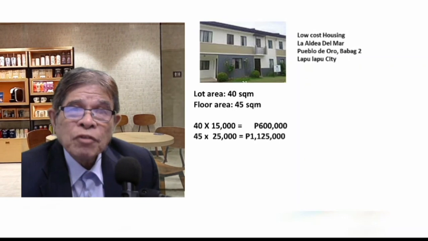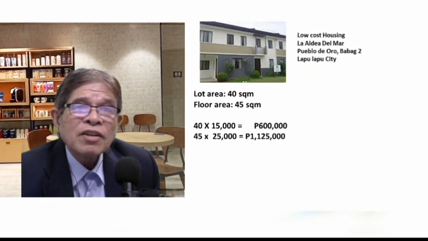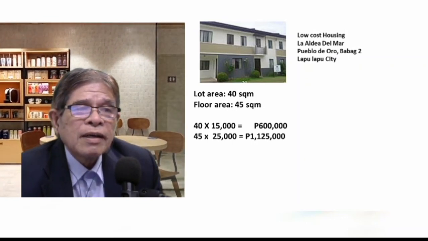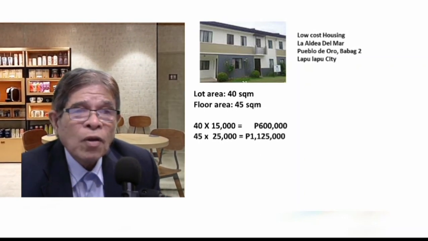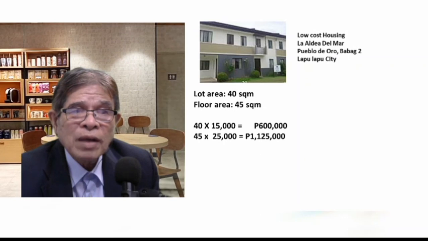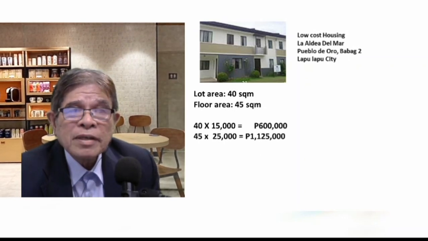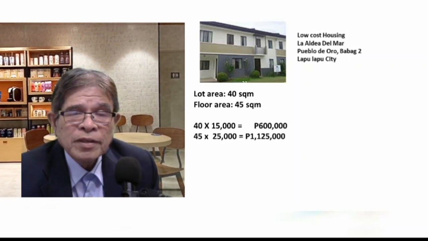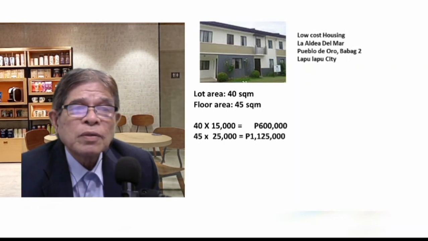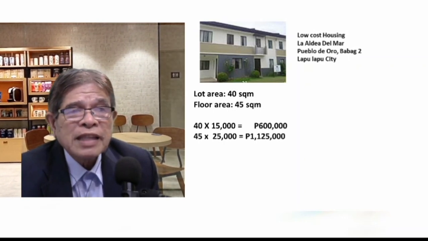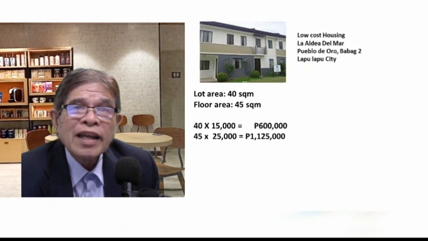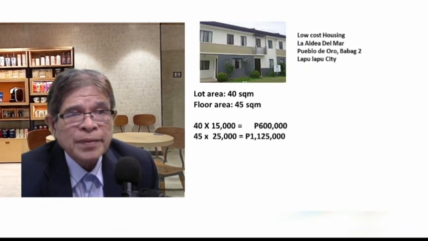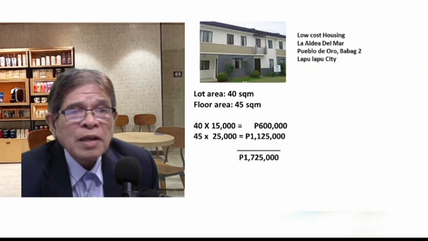The floor area is 45. Based on our analysis a while ago, the low-cost housing is 25,000 per square meter of floor area. So if you are going to multiply 45 times 25,000, that is 1,125,000. So the total price is 1,725,000.